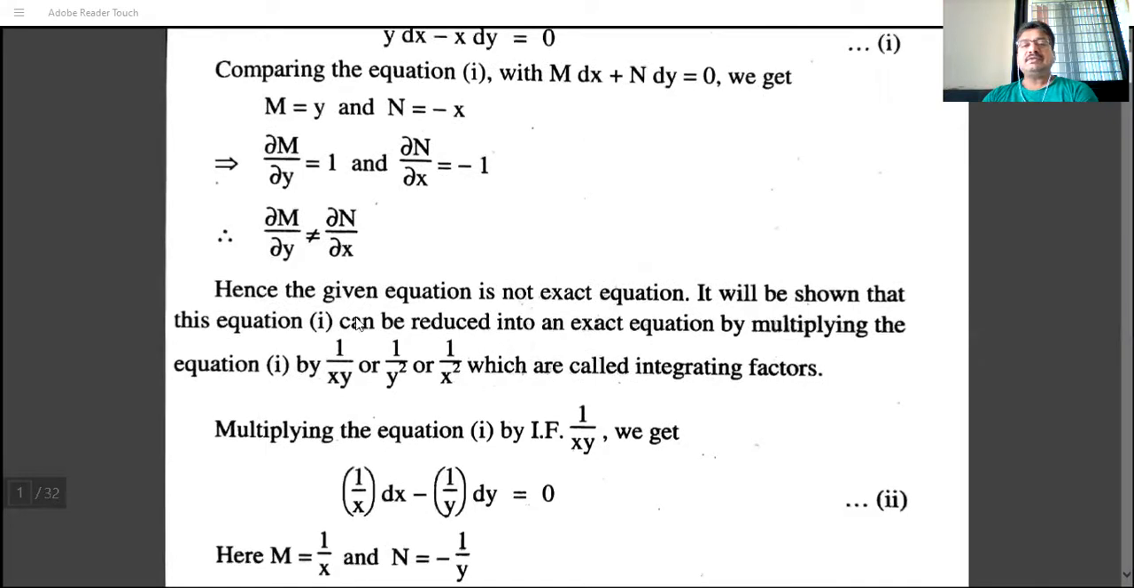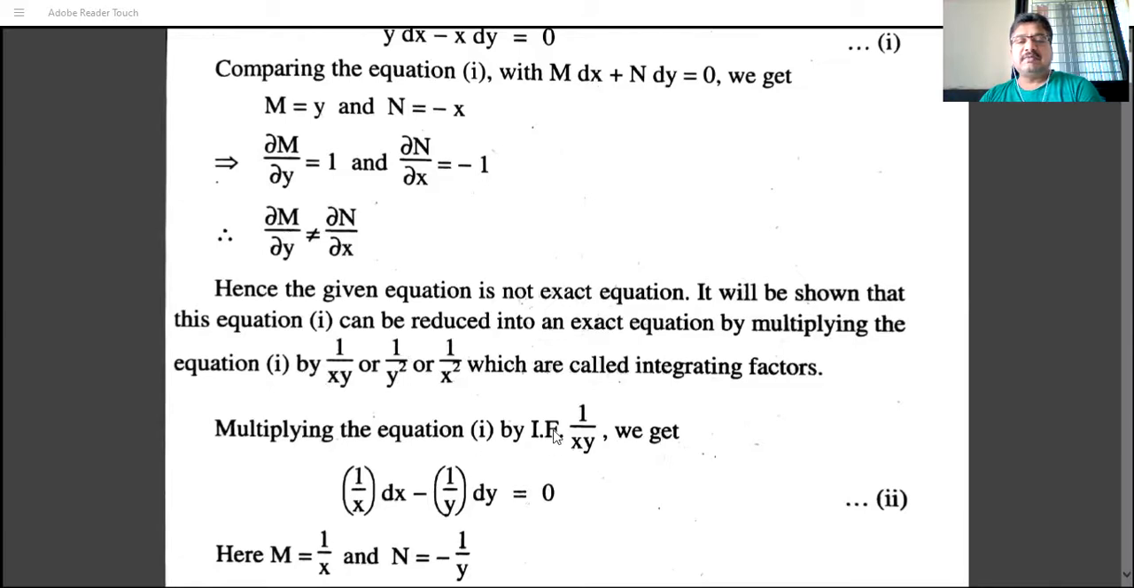It will be shown that equation number 1 can be reduced into an exact differential equation by multiplying equation 1 by 1/(xy), or 1/y², or 1/x². If you multiply by any one of these three, then this equation becomes an exact differential equation. So these three are called integrating factors. For a non-exact differential equation, we may have more than one integrating factor.